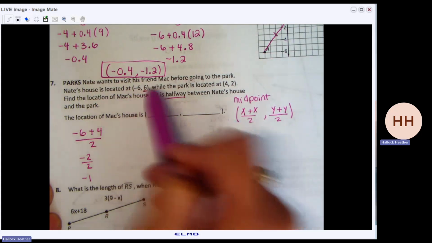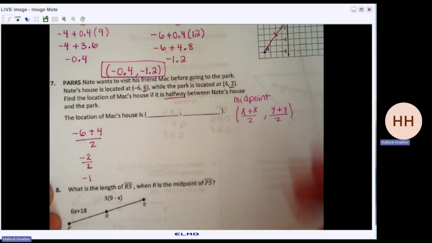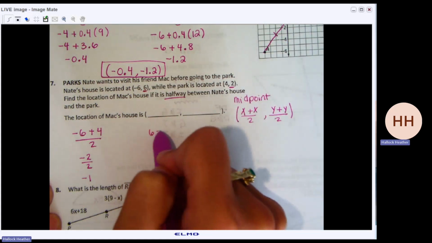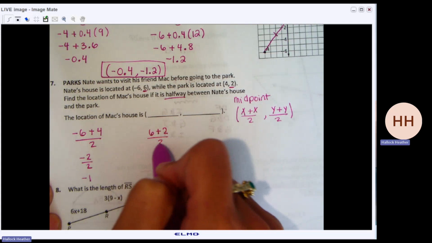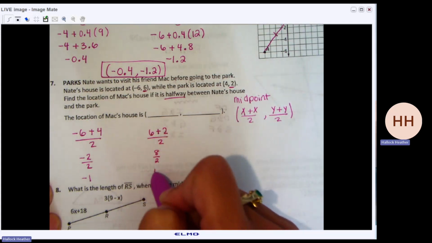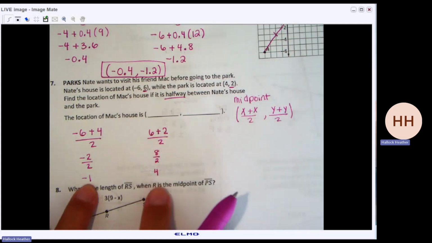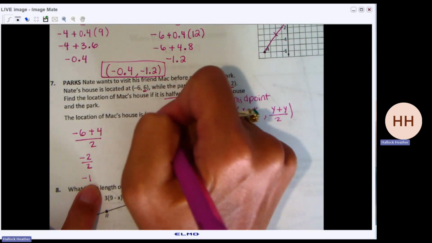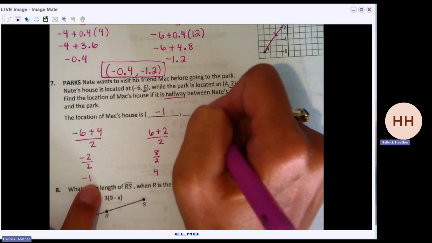Y is 6 and 2. So I'm going to take 6, add 2, and divide by 2. 6 plus 2 is 8. 8 divided by 2 is 4. So this is my X, this is my Y. I added the X's together, divided by 2, added the Y's together, divided by 2. So Mac's house is halfway, which is at -1, +4.